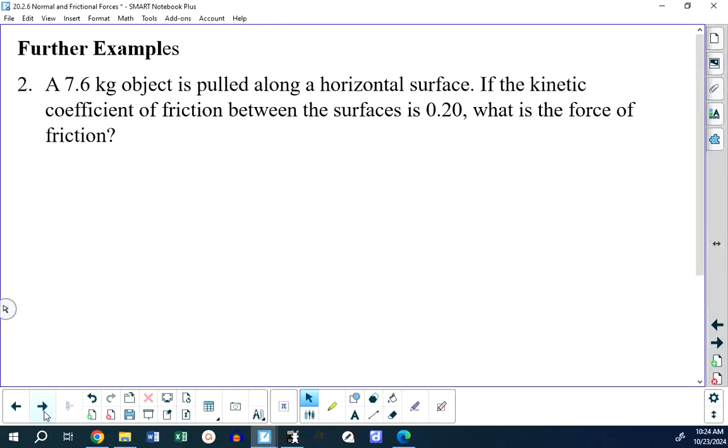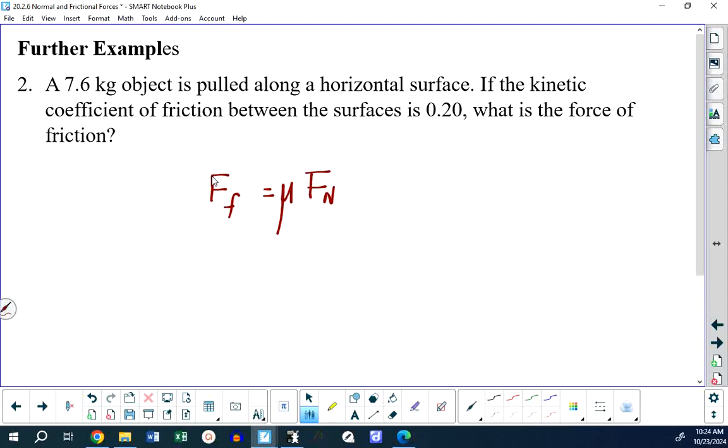Okay. So let's do some problems together. A 7.6 kilogram object is pulled along a horizontal surface. The kinetic coefficient of friction is 0.2. What's the force of friction? Well, it doesn't matter whether you're moving the object or not, because the force of friction has a magnitude of mu times the normal force. I hope you're okay with me not putting vector symbols and absolute value signs.